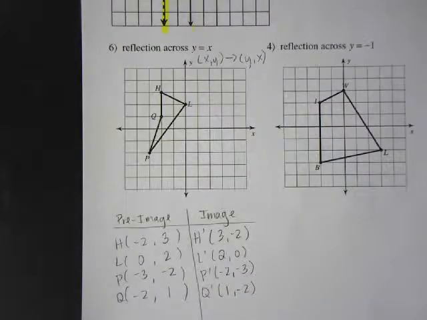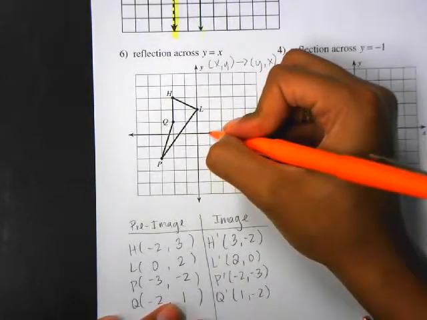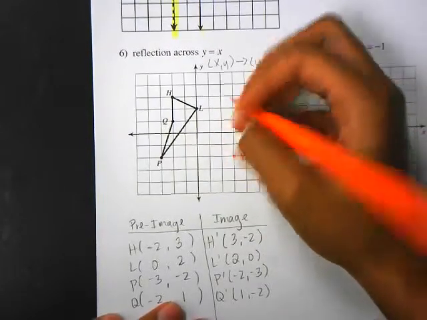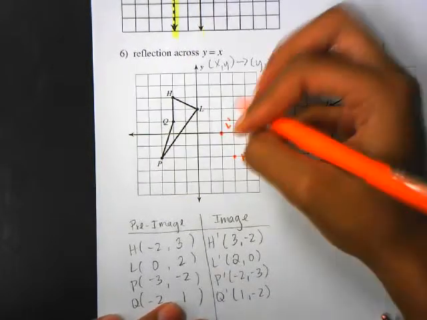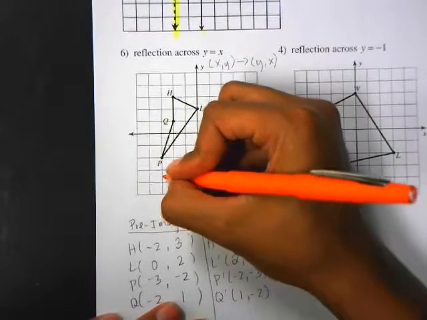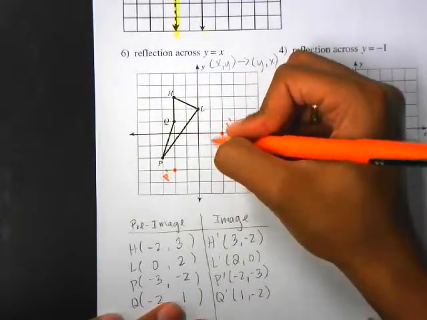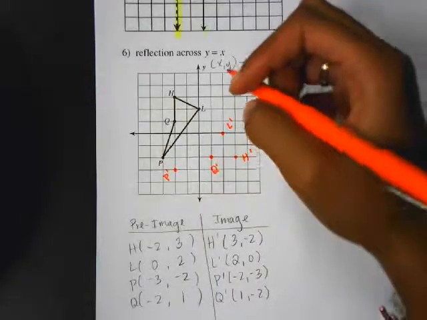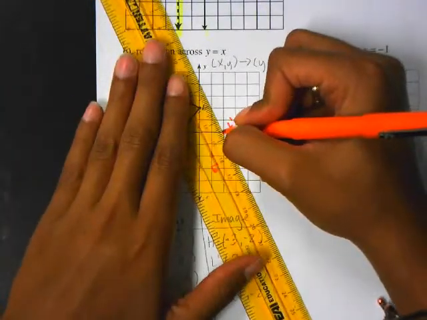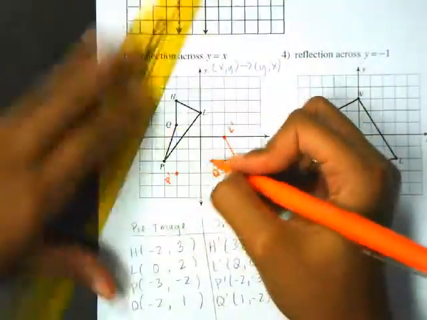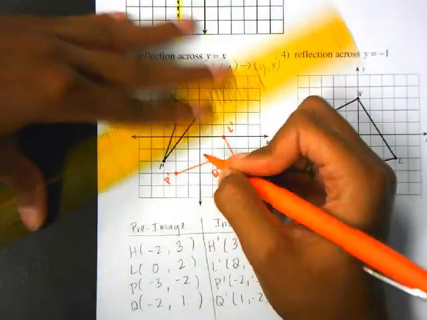So 1, 2, 3, 1, 2, that's my H prime. 1, 2, 0, that's going to be my L prime. 1, 2, 1, 2, 3, that's going to be my P prime. And then 1, negative 2, 1, 2, that's going to be my Q prime. Okay? So once I get my coordinates down, I'm going to connect the dots. Alright, and there you go. That is a reflection over the y equals x line.